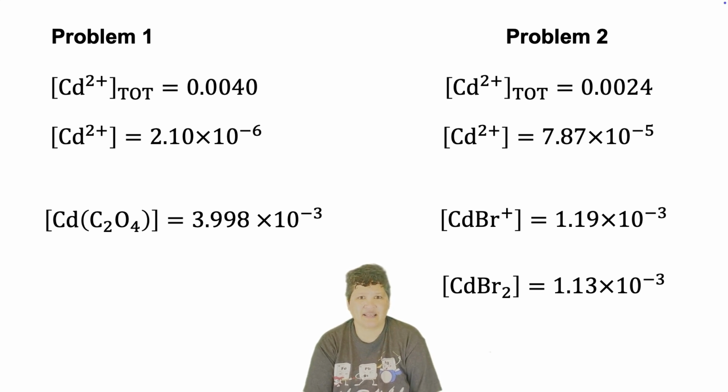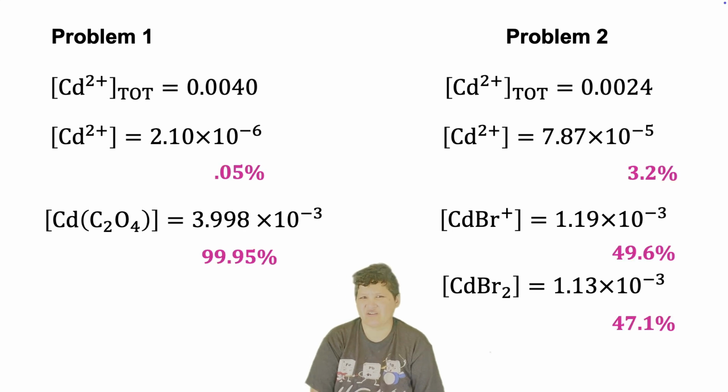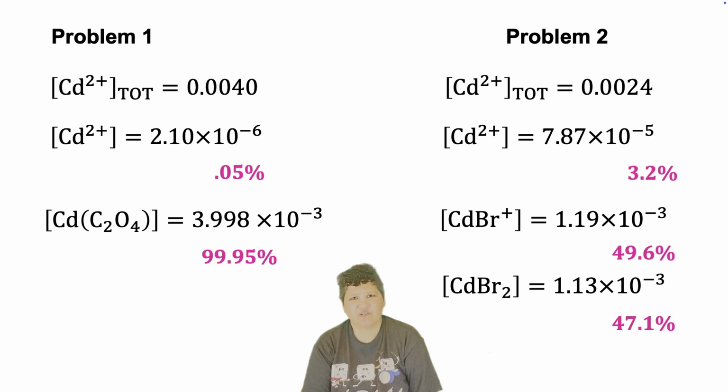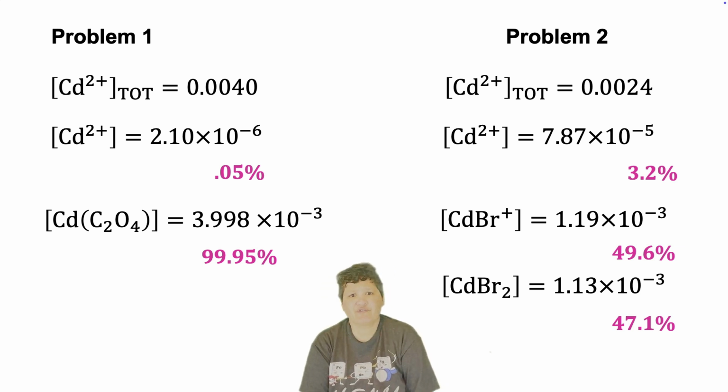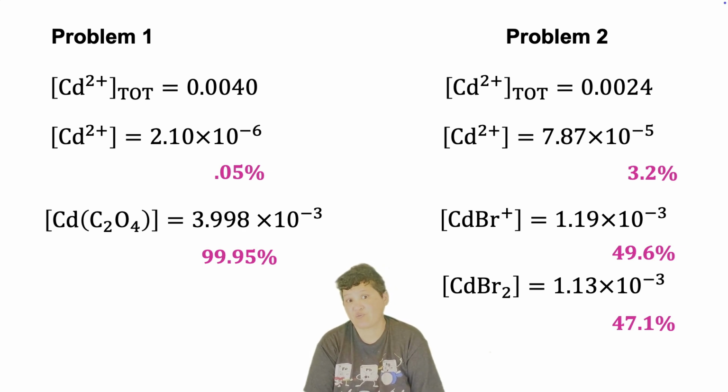So you might ask, is that normal or is it just a coincidence? Well, for many metals, it actually is pretty common for the majority of the metal to end up being complexed. But how much gets complexed? Let's throw in some percentages here. For example, in problem 1, only 0.05% of the metal stayed in its free metal form, while in problem 2, it's 3.2%. So even if there's just a small fraction of the metal remaining in that free metal ion form, how small that fraction is will vary based on equilibrium constants.